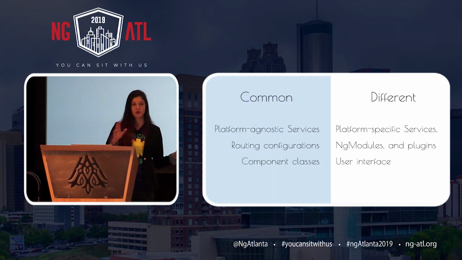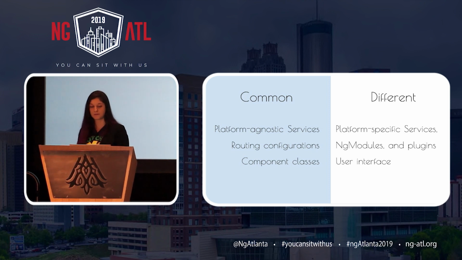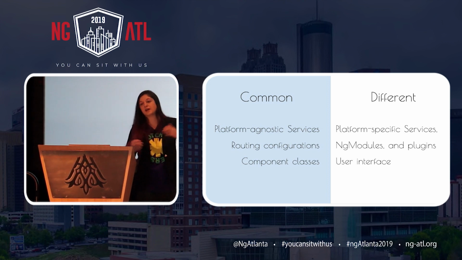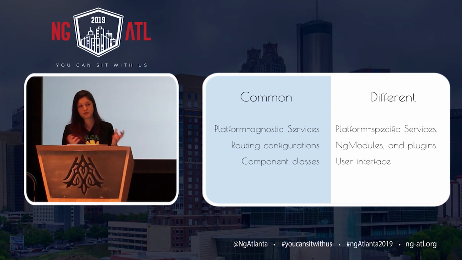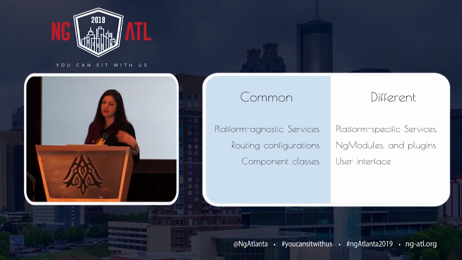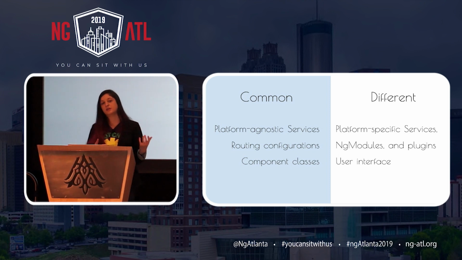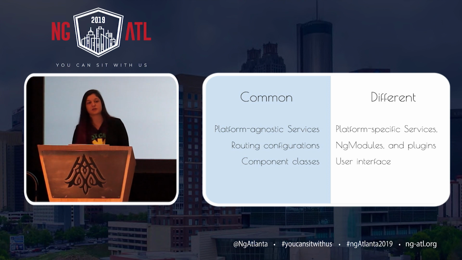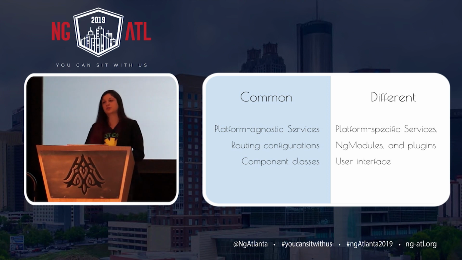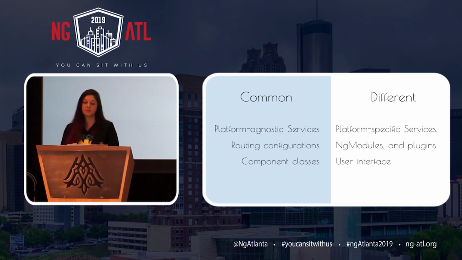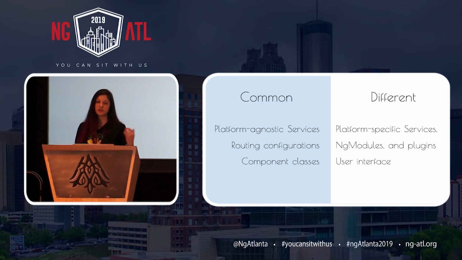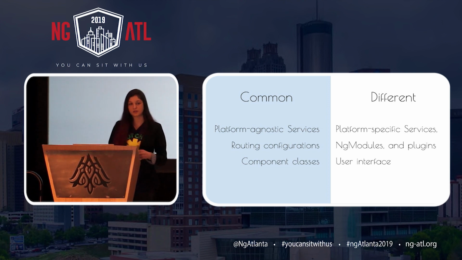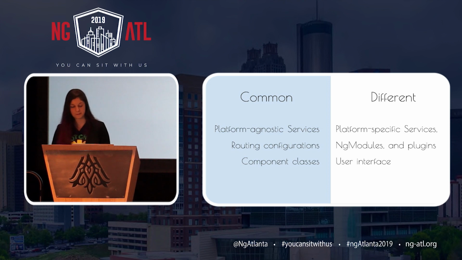Now, what can be shared and what cannot be shared between our apps? The common thing is that if you have a platform-agnostic service, something that doesn't depend on the DOM or doesn't access the camera on the phone, you can just use it in both projects. You can share routing configurations, although it may not always be a good idea because you may want a really simple mobile app and a much more complex web app. But you can share them because they're, again, platform independent. And finally, you can share the classes of your components. Not the templates, but the class declarations.